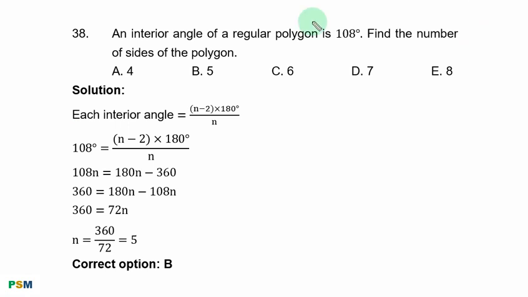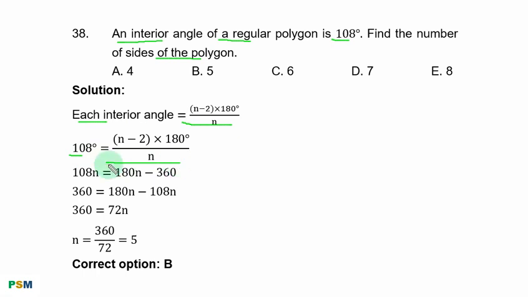Question 38. An interior angle of a regular polygon is 108 degrees. Find the number of sides of the polygon. An interior angle, that means one. Solution. Each interior angle is given by this formula. You have one of the angles to be 108 degrees equal to this formula.